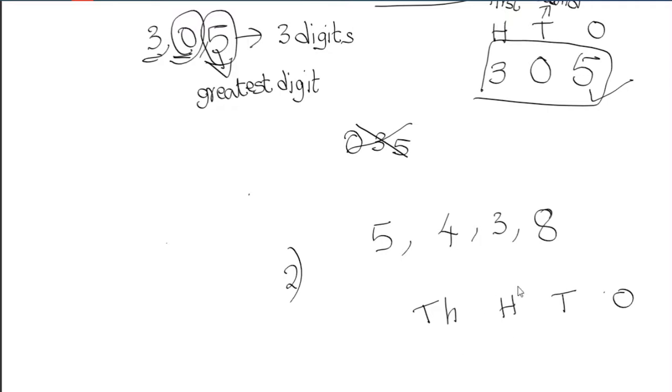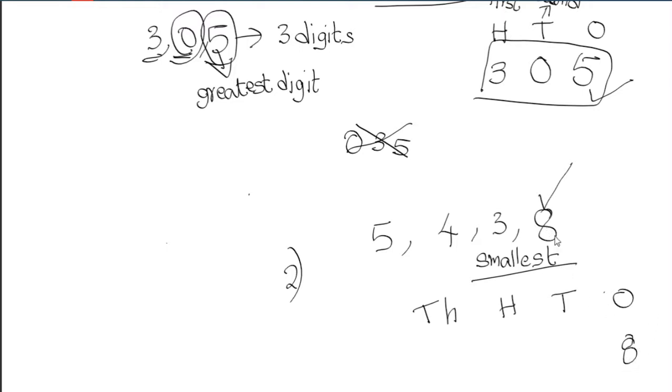Okay children, here we are writing the smallest number. To write the smallest number, we have to choose the greatest digit for the ones place. Among these 4 numbers, which is the greatest digit? 8 is the greatest digit. So you have to write 8 in ones place.